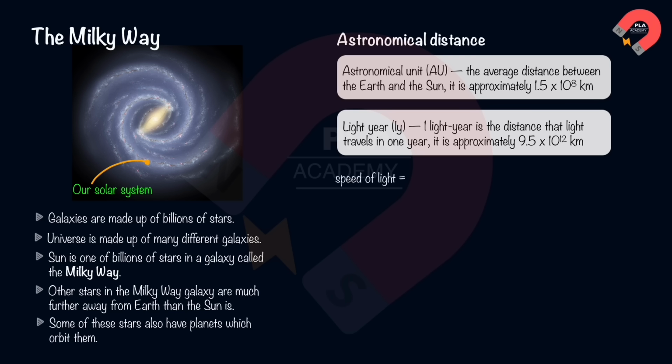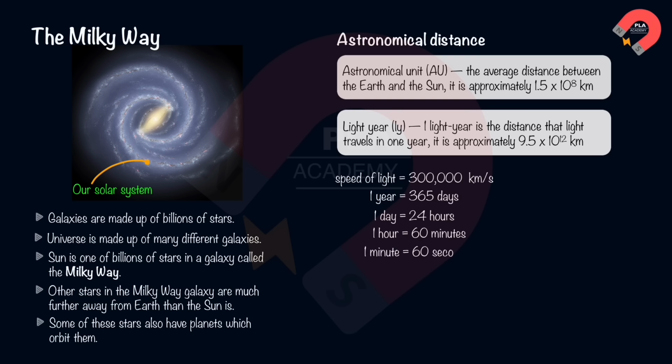The speed of light is approximately 300,000 kilometers per second. 1 year has 365 days. 1 day has 24 hours. 1 hour has 60 minutes. And 1 minute has 60 seconds. Using the formula distance equals speed multiplied by the time, 1 light year equals 300,000 times 365 times 24 times 60 times 60, which is equal to 9.5 times 10 to the power of 12 kilometers.